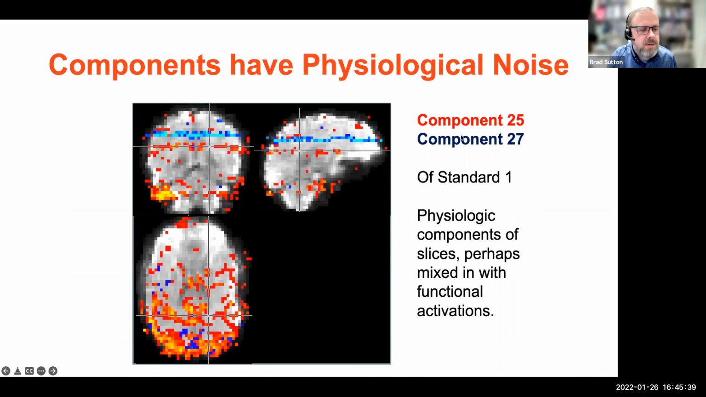And we see a blue one here, which is component 27, which also has some spatial structure to it too, where that was picked up as some physiological noise sampled in that slice that correlated inside that slice more than it does with other slices. Okay, so hopefully that makes sense.